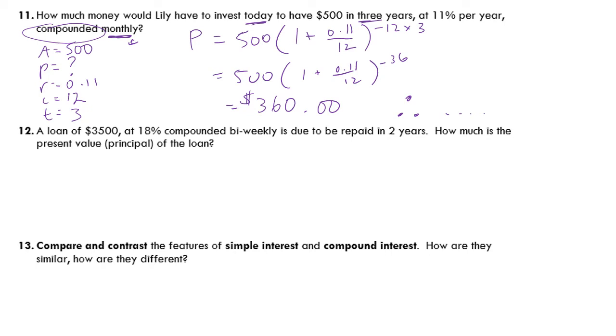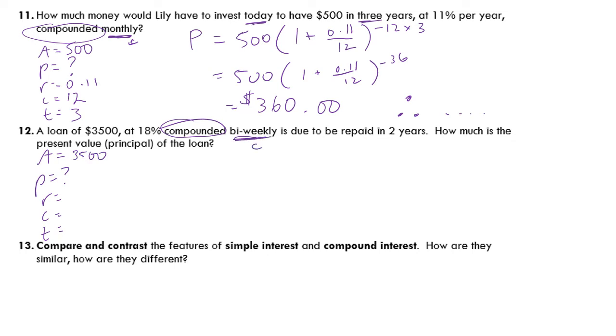Number 12, a loan of $3,500 at 18%, compounded biweekly, is due to be repaid in 2 years. How much is the present value of the loan? This question, I just straight up told you you're finding present value, but you're still looking, compound. I already told you that's what we're finding. So your final amount is $3,500.